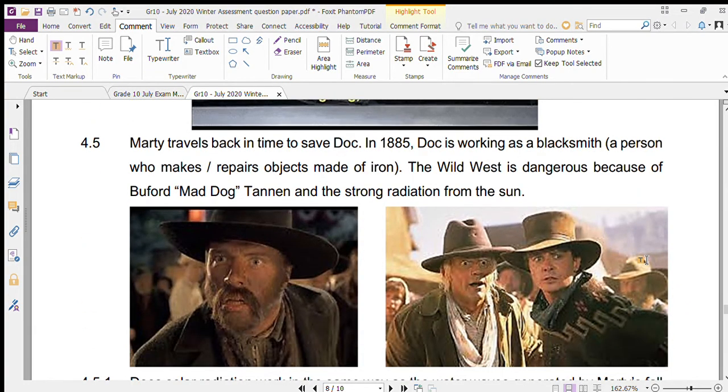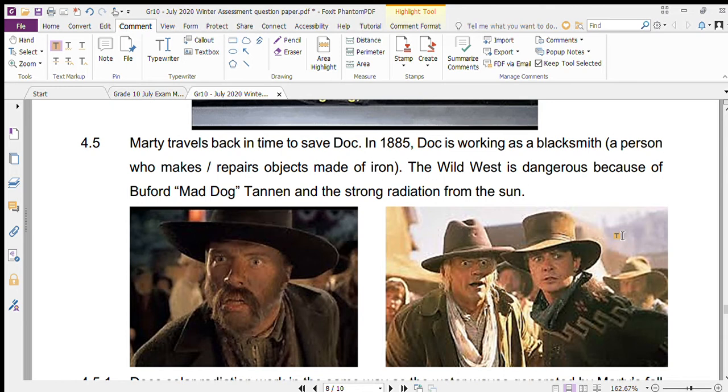And we go on now to the radiation portion of the question, 4.5. Now we are going into the EM spectrum. So we leave the rest behind, and we say that Marty travels back in time to save Doc. In 1885, Doc is working as a blacksmith. Yes, I had to put in there a person who makes or repairs objects made of iron, because apparently at grade 10 level you guys still don't know what a blacksmith is.